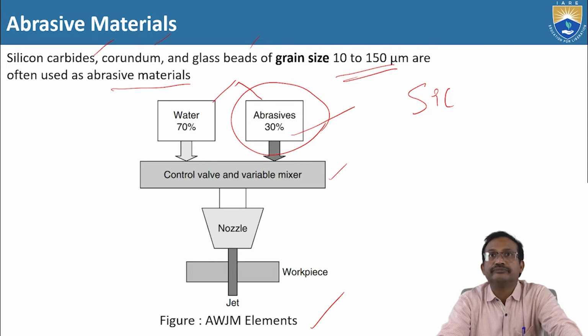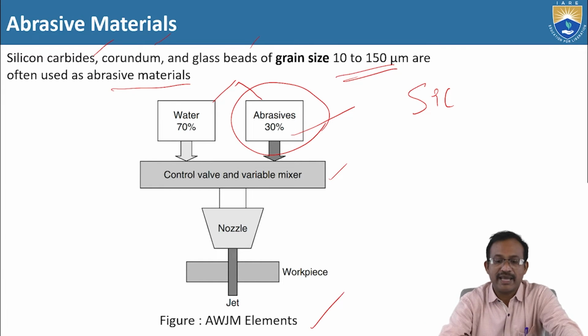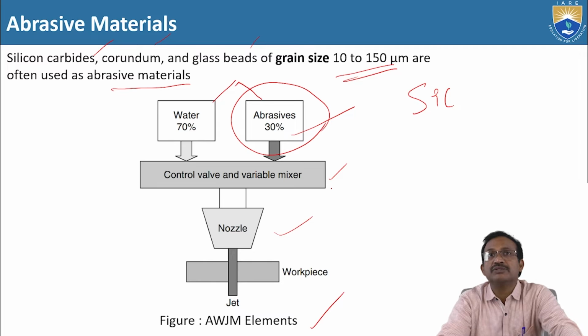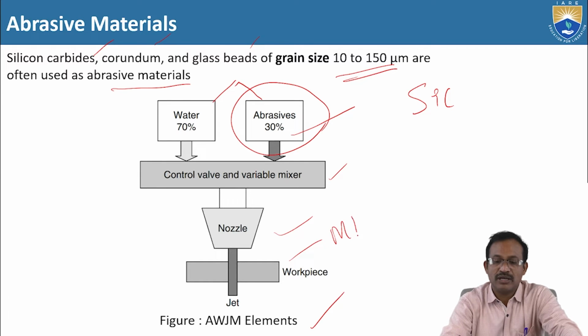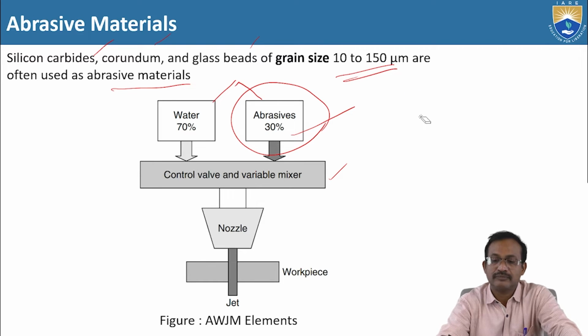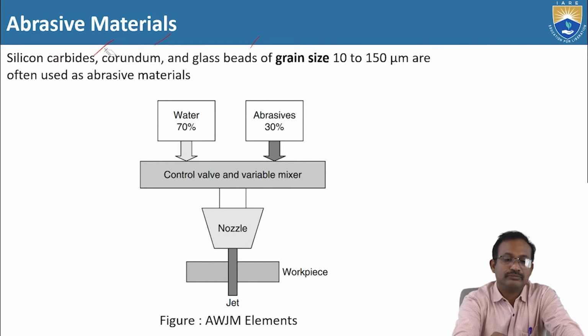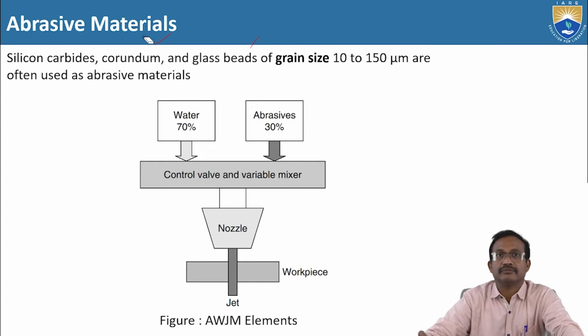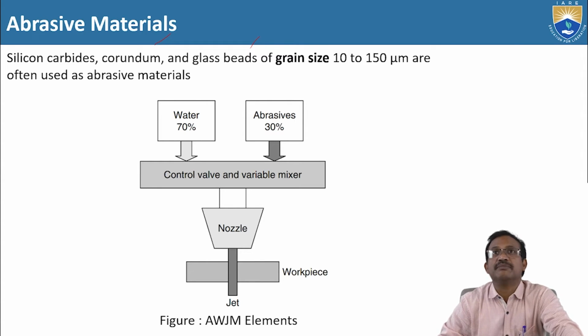Control valve and variable mixture, that it will go to the nozzle end. So with high kinetic energy, the abrasive slurry will strike the workpiece as a jet so that the material removal will take place. Okay, so this is the mechanism behind abrasive materials, the abrasive water jet machining.